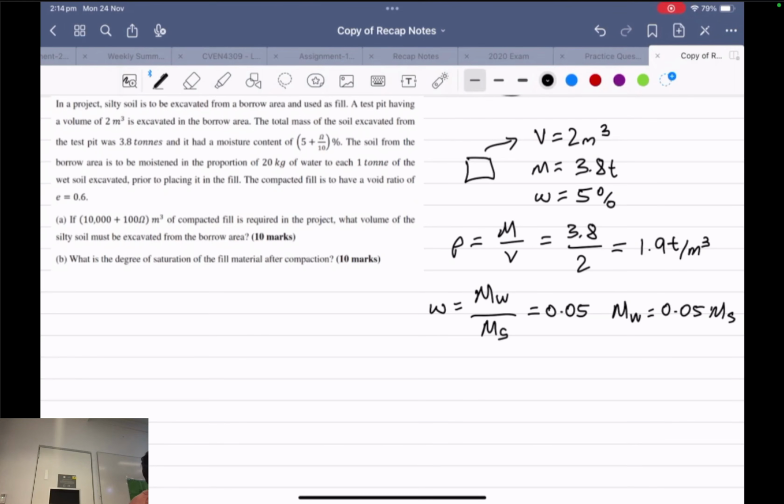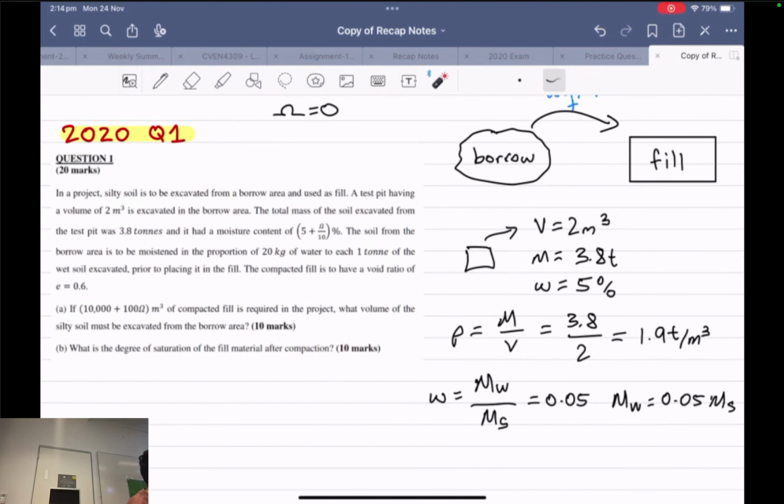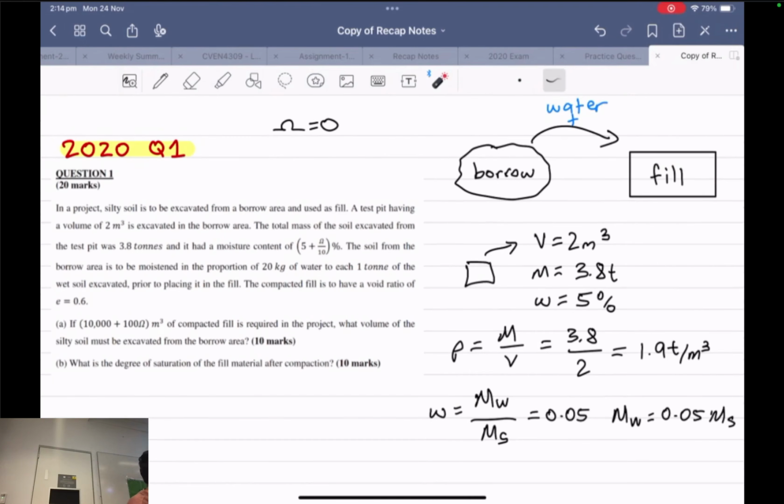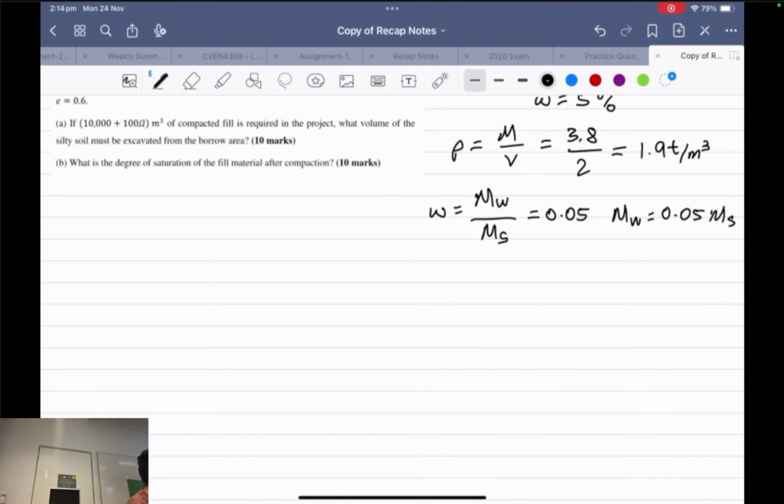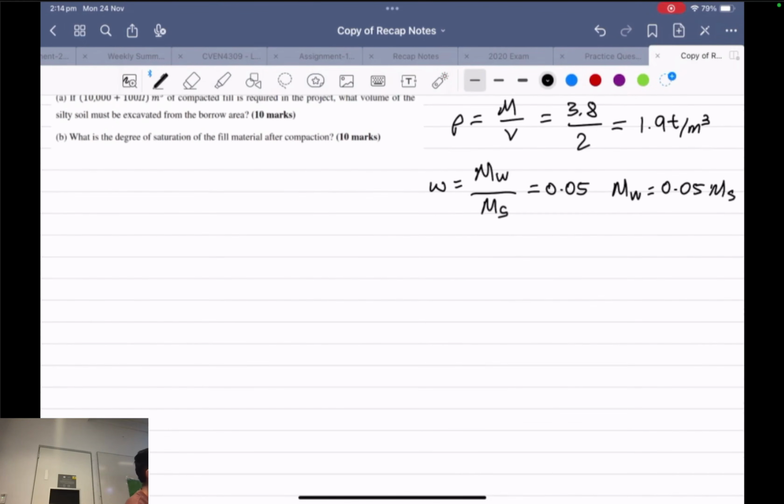Now the question's asking, part A is asking, if 10,000 meters cubed of compacted fill is required, what volume of the silty soil must be excavated from the borrow area? So that means if you need 10,000 in the fill, how much do you need to excavate from the borrow area in order to get that, right? So phase relationship questions always need phase relationship diagrams.